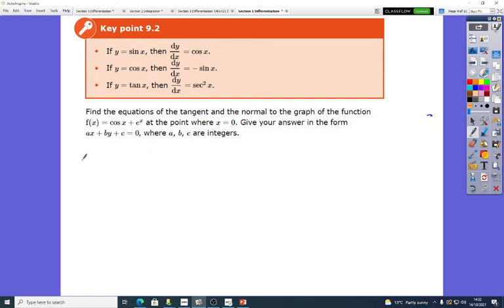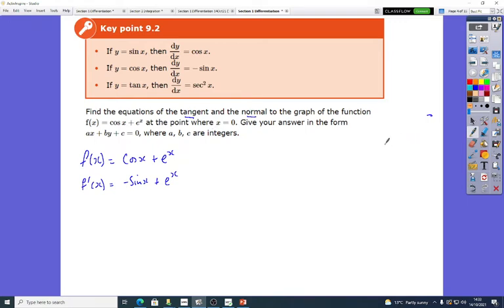Now, first of all, we need to differentiate f of x. So first of all, f of x equals cos x plus e to the x. So f dash of x: the differential of cos is minus sine x, and the differential of e to the x remains the same, e to the x. Okay, now we differentiate it because we want to find the gradients of the tangent and the normal.